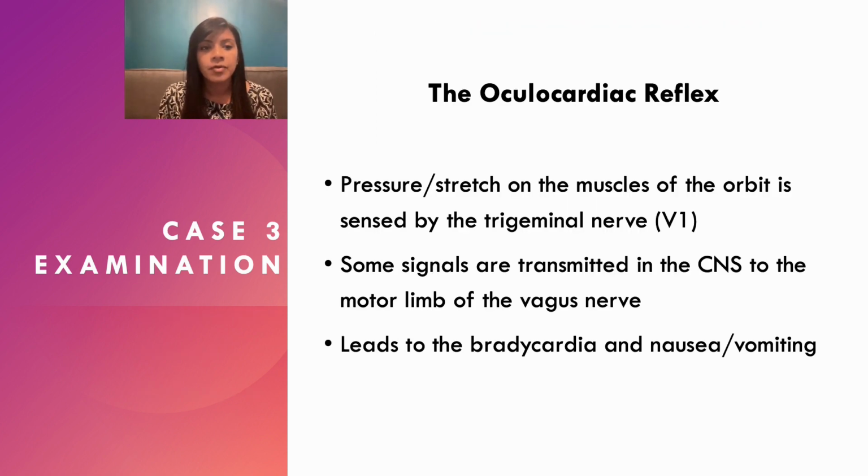So when you get this type of blowout fracture, the reason that you also get the vomiting and the slow heart rate, the bradycardia, is because the pressure on the extraocular muscles of the orbit is sensed by your trigeminal nerve, V1. So some signals are transmitted in the central nervous system to the motor limb of the vagus nerve because the fibers cross over, and that's what causes the bradycardia and the nausea and the vomiting.